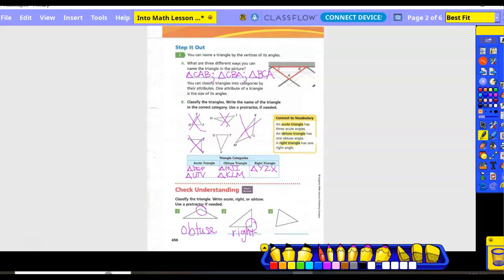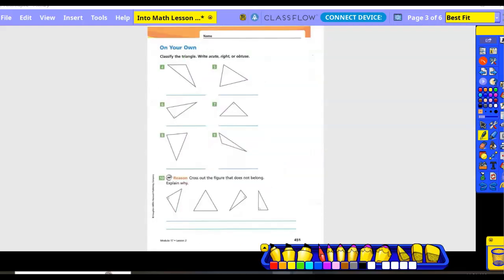What am I going to look at on number three? Any of them, because they're all what? Acute. Remember what I write? You write acute. All right, so classify the triangle. So am I going to look at the top left, the top right, or the bottom right? Top right. And what type of angle is that? Obtuse.